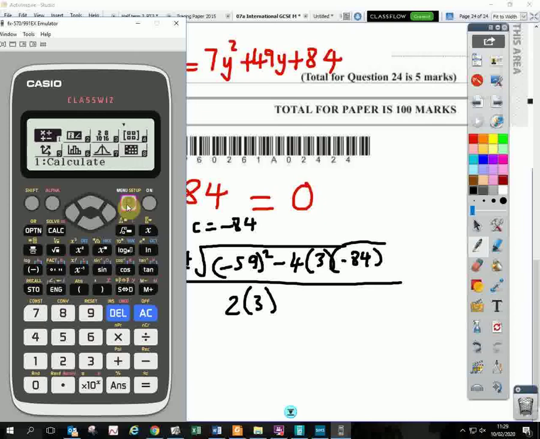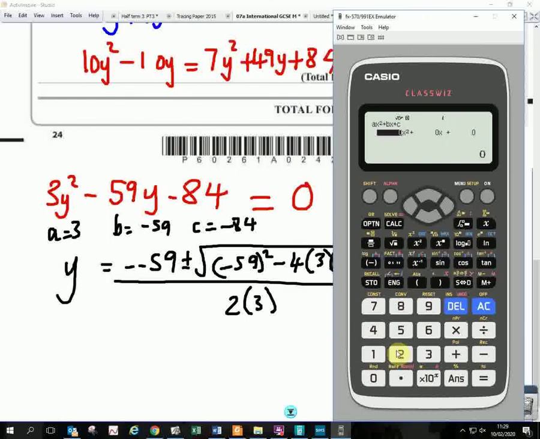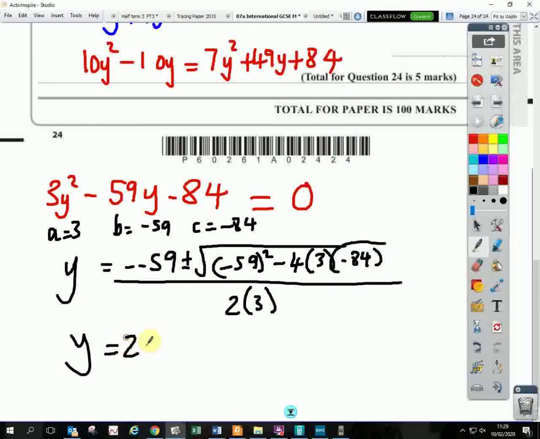If you have this ClassWiz or even the CG50, you can go straight to Mode A or Menu A, Polynomial Degree 2, and enter your A, B and C. So 3, negative 59 for B, negative 84 for C. So you get 21 and negative 4/3. Now remember, what we're working out here is the number of yellow counters. You can't have minus 1.3 recurring yellow counters. So there has to be 21 yellow counters to begin with.